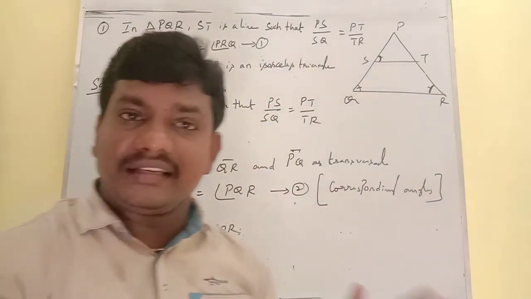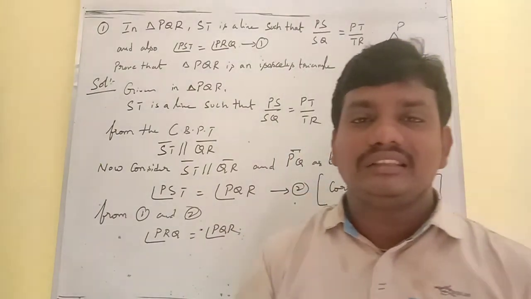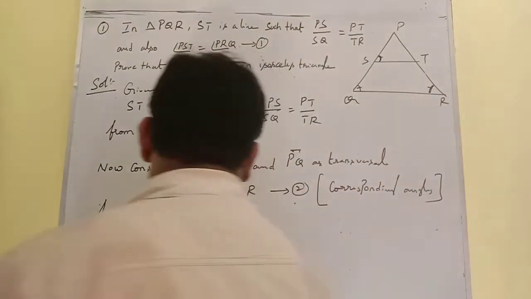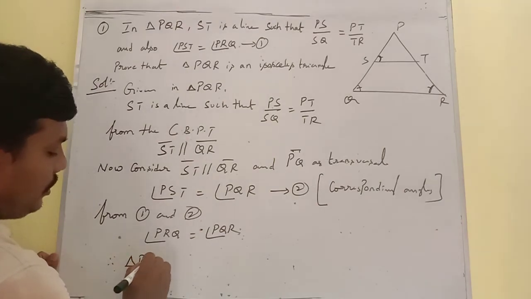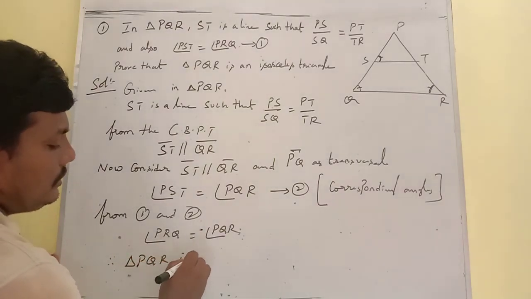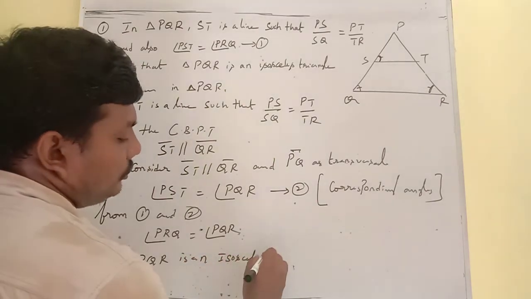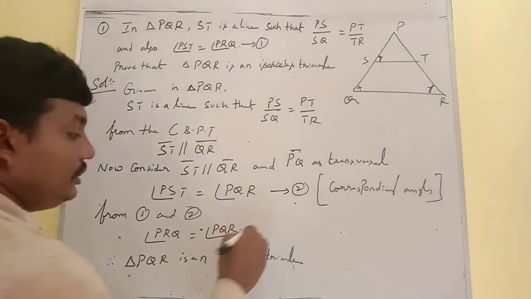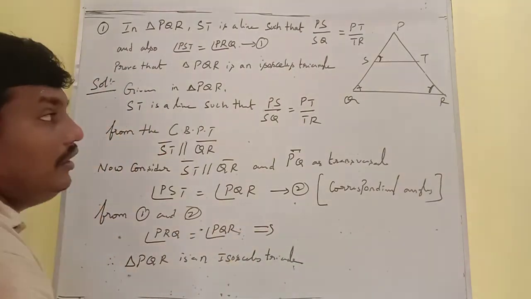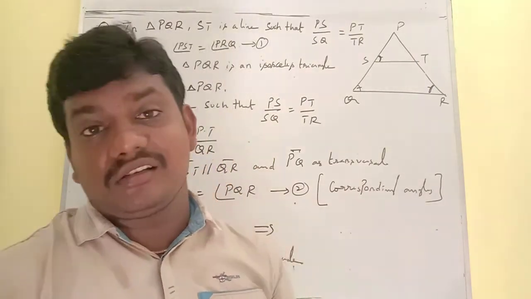When the base angles are equal, in a triangle, if base angles are equal, then the triangle is known as an isosceles triangle. So therefore, triangle PQR is an isosceles triangle. Since from this, if two angles in a triangle are equal, then the sides opposite to the angles are also equal.